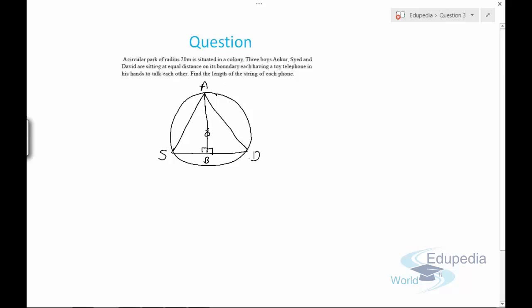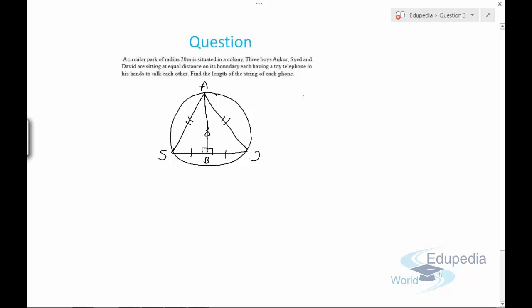Why? Because when we draw a perpendicular from the center, it bisects the chord, meaning this equals this, and it passes through the center of the circle, so it becomes a median of an equilateral triangle. Why is it an equilateral triangle? Because the length of each string is equal, it's given. We know that the circumcenter of an equilateral triangle divides the median in the ratio 2:1, right?